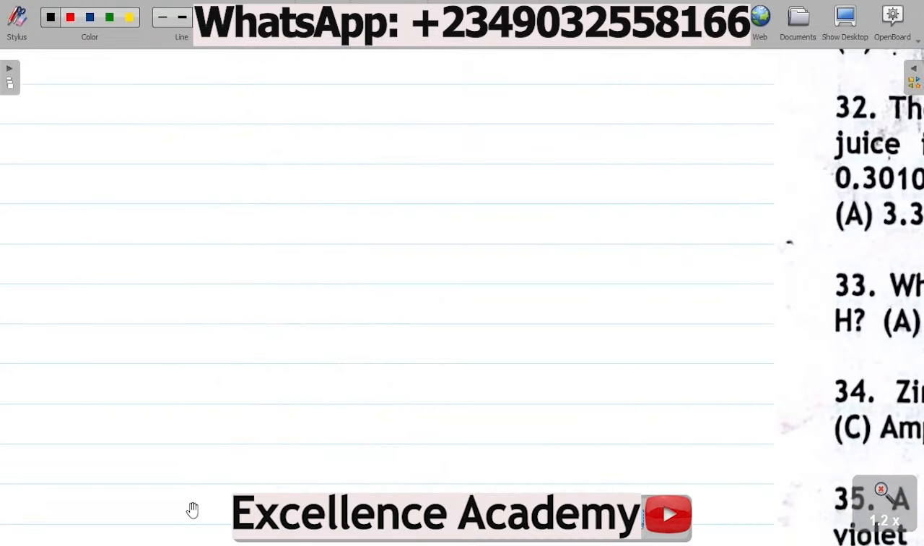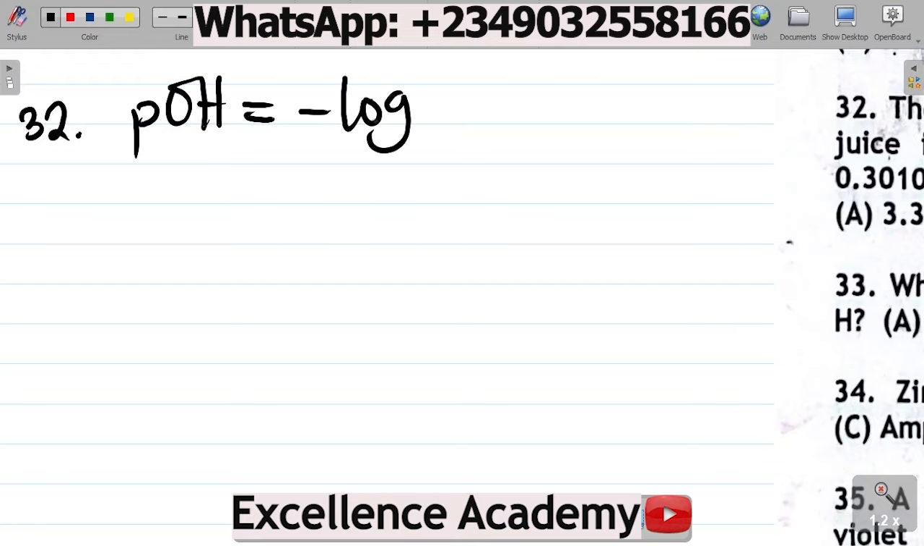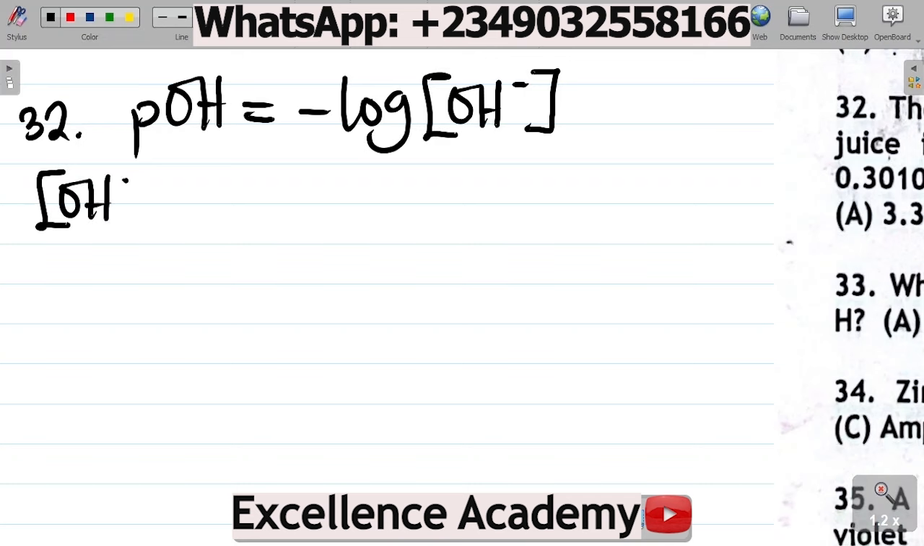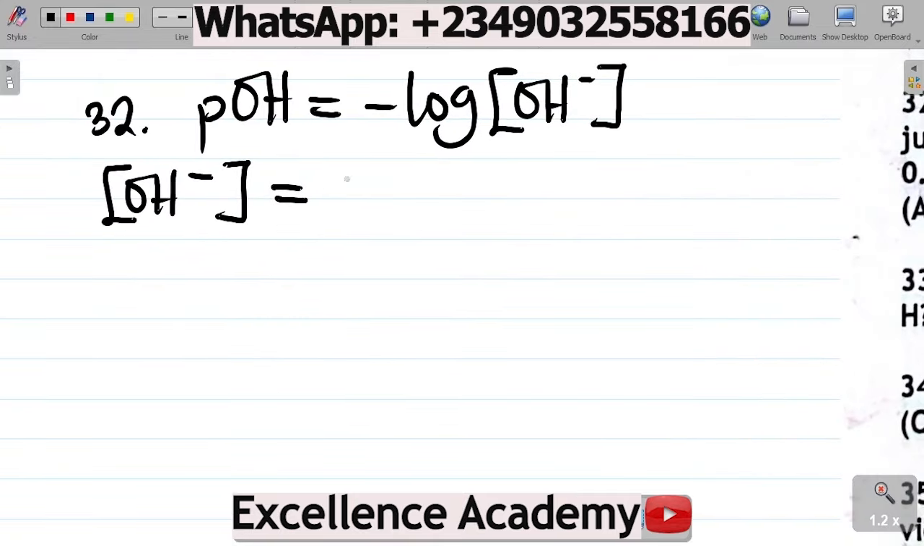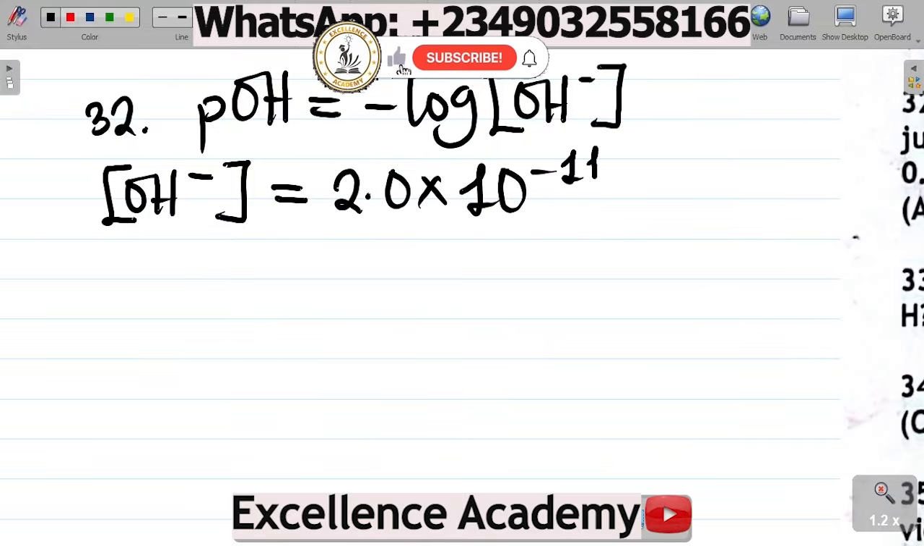Now for 32, you want to know that the formula for pOH is given by negative log of the concentration of the hydroxide ion. That's this. And if you look at the question, they gave you the value for the concentration of hydroxide ion. They give you that as 2.0 times 10 to the power minus 11.